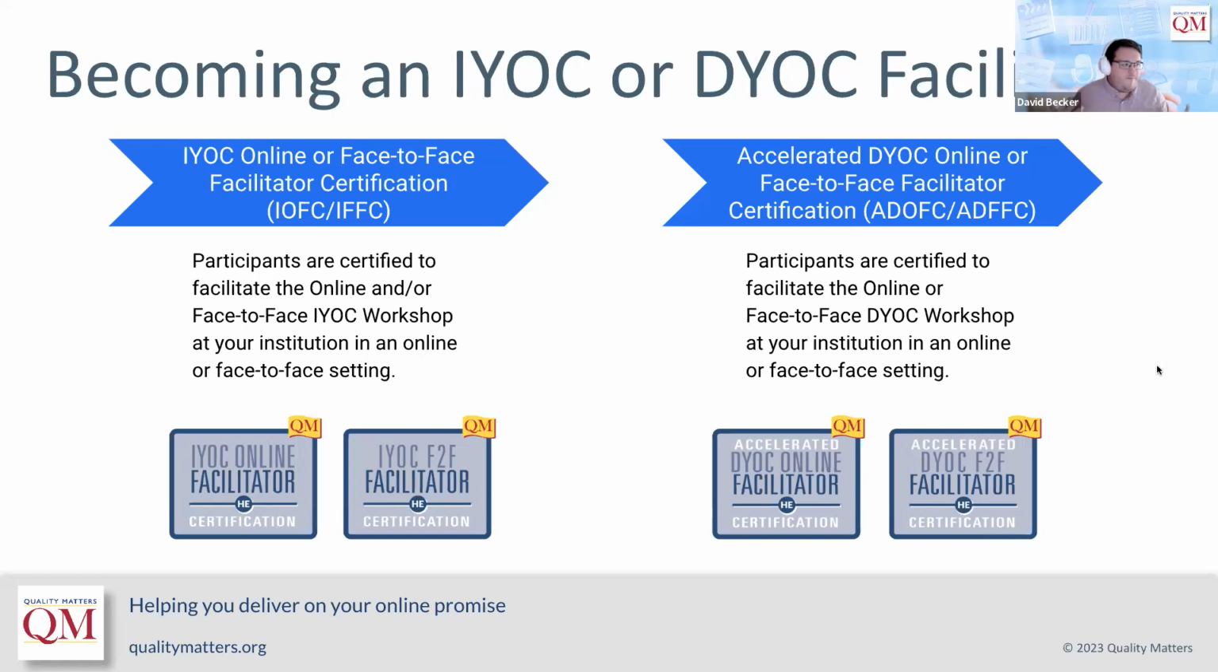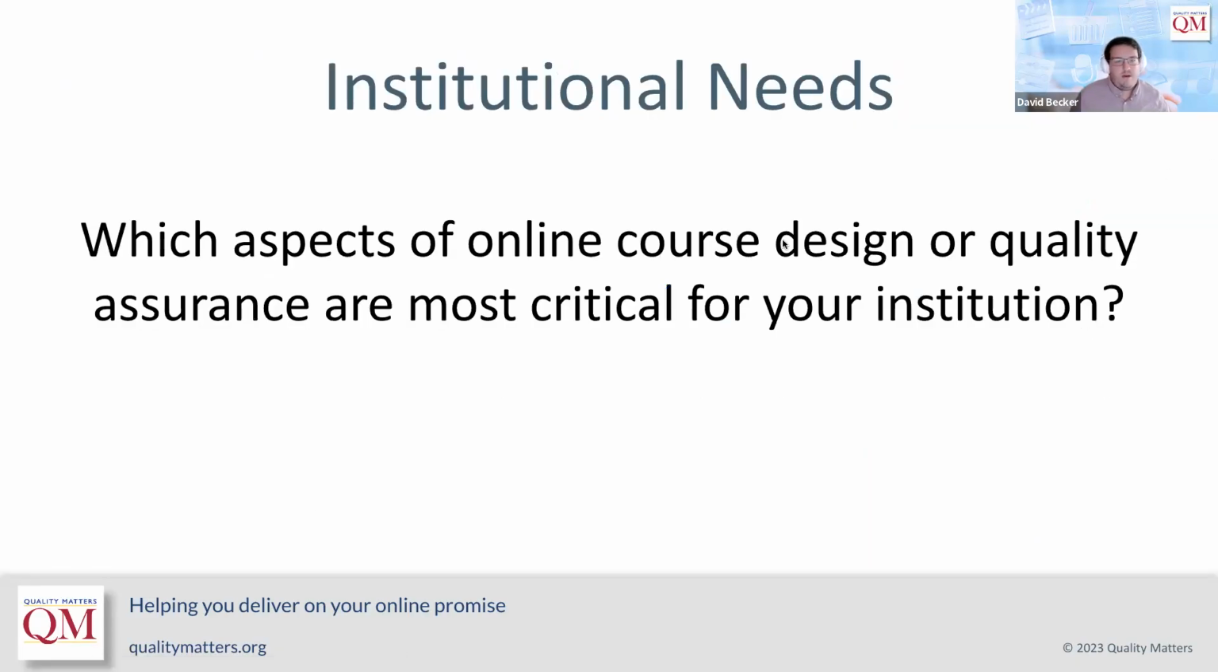So we've talked a little bit about the differences between the types of facilitators that you can have. Talked a little bit about modality and the 3 workshops that can be independently facilitated. So what I wanted to talk about is, what are your institutional needs? What are the specific aspects of online course design or quality assurance that are most critical for where you are in your implementation? So I encourage you to unmute. You don't have to turn your camera on if you really don't want to, and share kind of where you are. What are those institutional needs that you're facing? You're also welcome to share that in the chat.